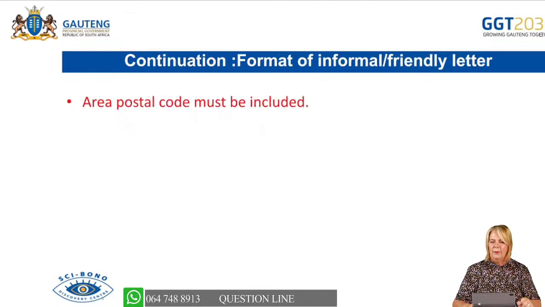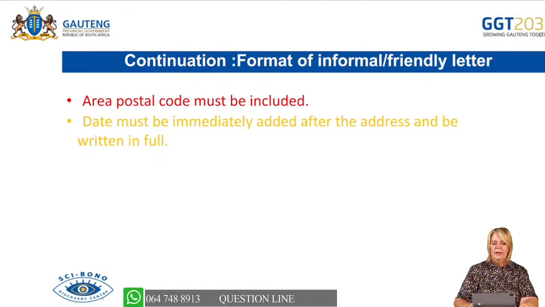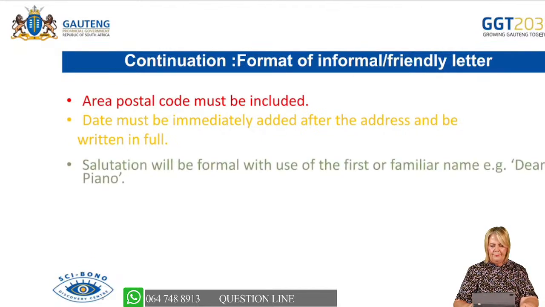So create one. I'm not sure that any one of you has ever written a true, honest letter that you had to post. It's a lovely thing, but there it is. But include a postal code at the end. Date must be immediately added after the address, and it should be written in full. In other words, today is 12 February 2024, so that is how you should write it out.